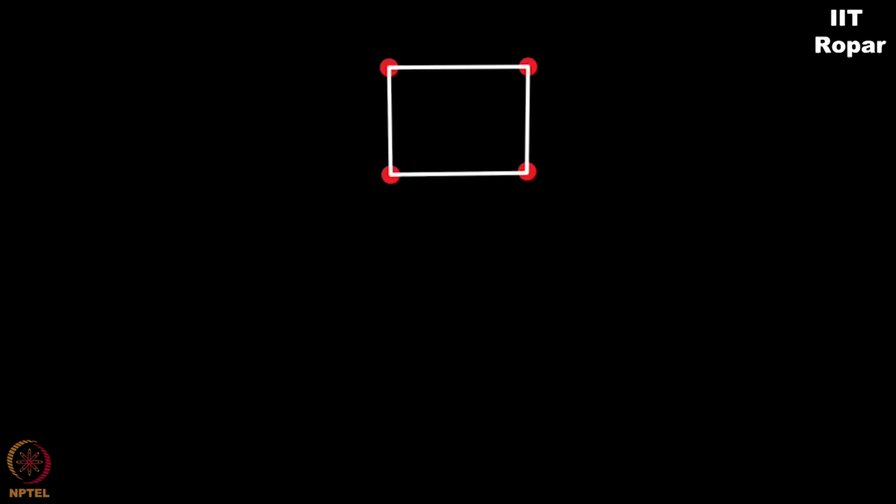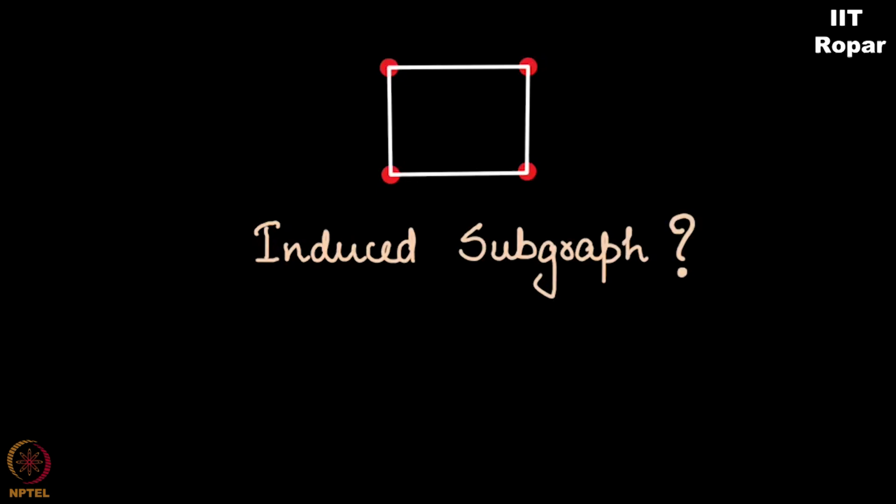Now, if I consider this subgraph, it is definitely a subgraph of the original graph. But is it an induced subgraph? No. Why? This edge is missing. So if I include this edge, definitely it is an induced subgraph.